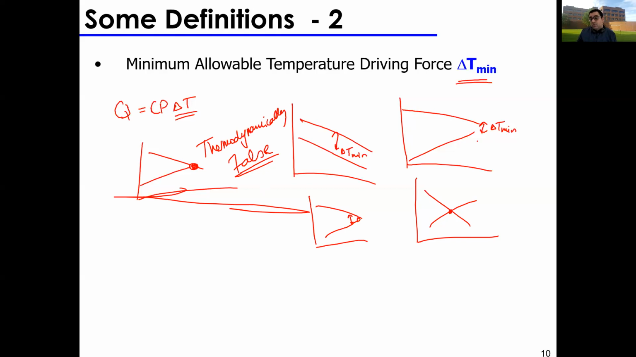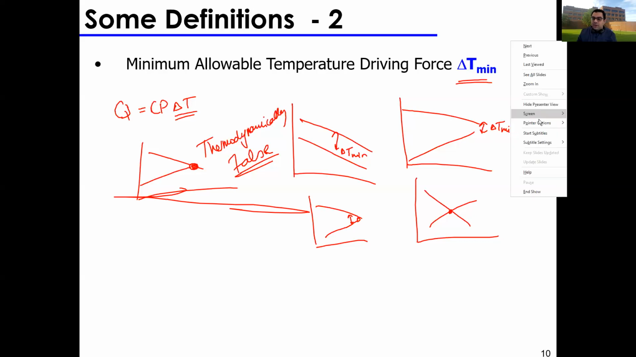These two cases are usually what happens. You always need to maintain this delta T minimum. And if at some point your two streams are below this delta T minimum, then your heat exchanger is just not working correctly, okay?